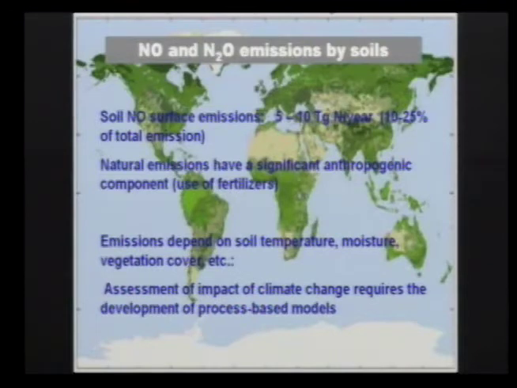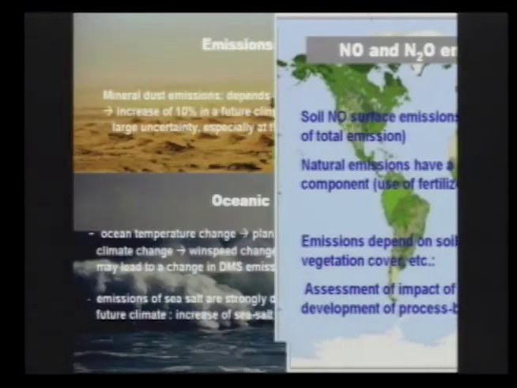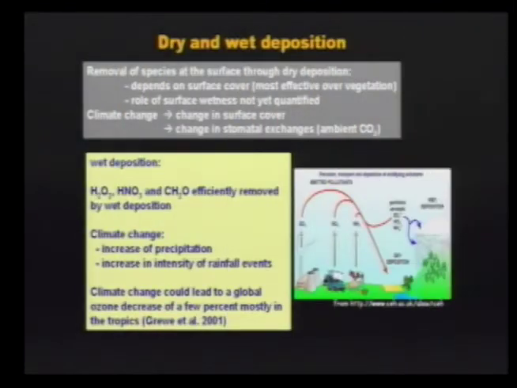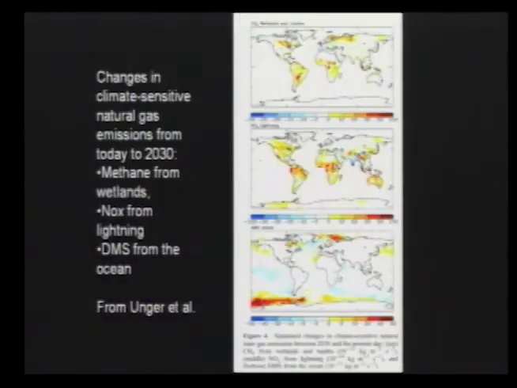Same thing with emissions of nitrogen oxide as well as N2O by soils. They are changing as a function of temperature and soil moisture, so we could expect changes with climate, but these are not very well quantified, in fact, they are very poorly quantified. Emissions of dust and emissions by the oceans are other climate-sensitive processes. Just to go a bit quickly, the dry and wet deposition, the intensity of the deposition, could be modified if we have, for example, different precipitation patterns and intensity.